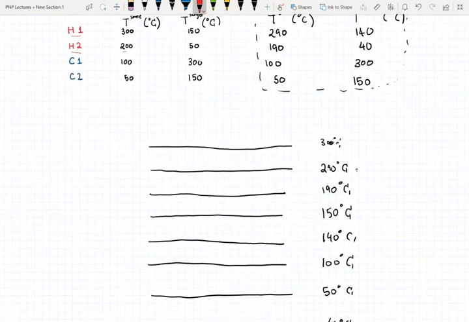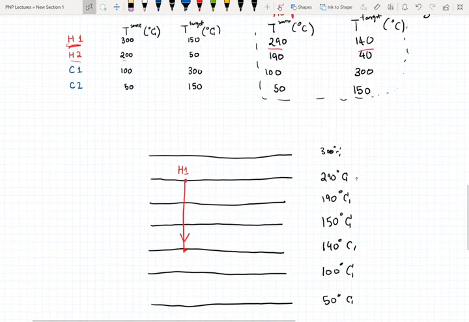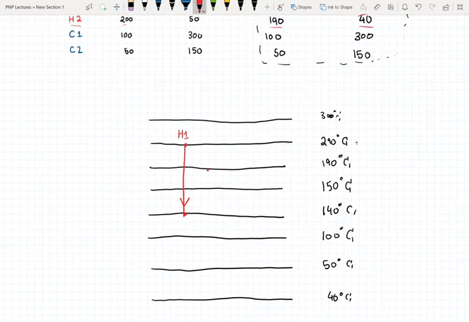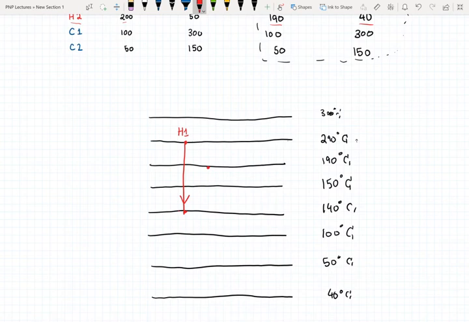So now let's start putting our streams here. Our hot stream H1 goes from 290 to 140. So it starts at 290, finishes at 140. So that's our H1 stream. Our H2 stream goes from 190 to 40. Starts at 190, goes to 40.